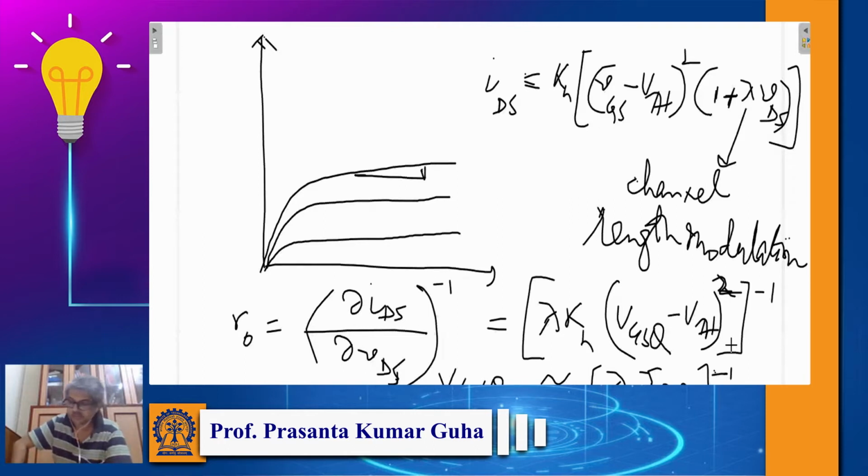So we can use this GM and R naught. Mind that there is no R pi because there is no current flowing through the gate. There is no equivalent of R pi that we got in BJT, because BJT has base current. Here there is no current through the gate, because there is an insulator, the gate oxide.